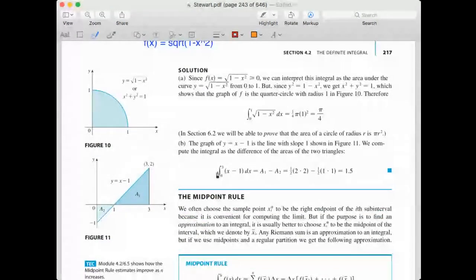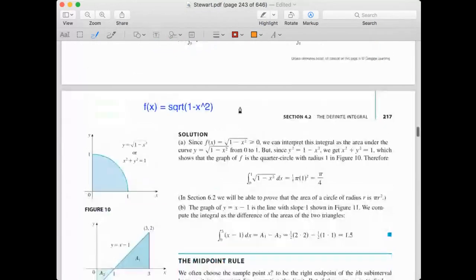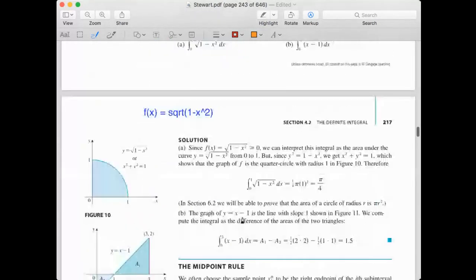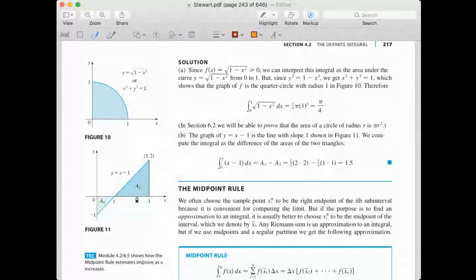Let's see B. If we read it, we have f of x equals x minus 1. That's a line, a straight line. You can draw the line. And then it says go evaluate from 0 to 3. From 0 to 3, we see two triangles. One small one down below the x-axis, one above the x-axis. So the area of the small one is negative half.